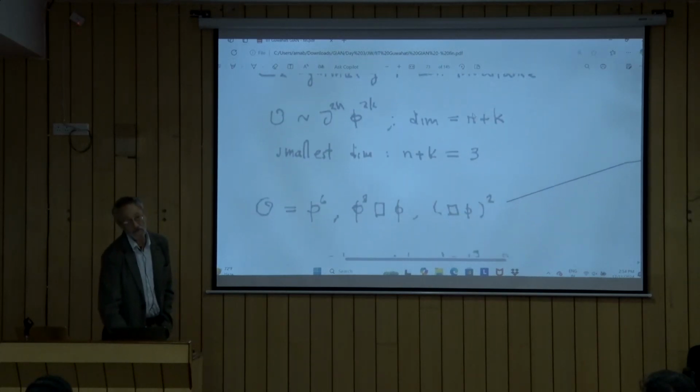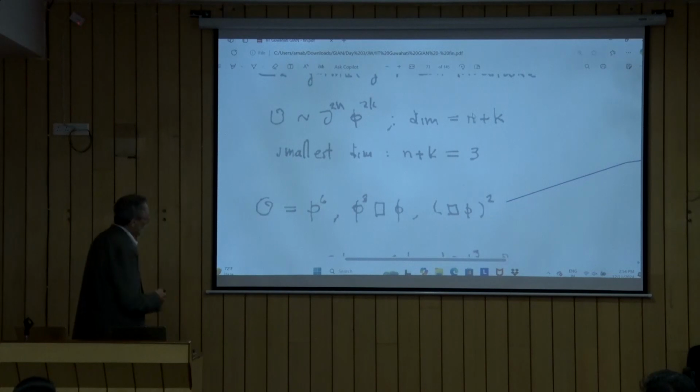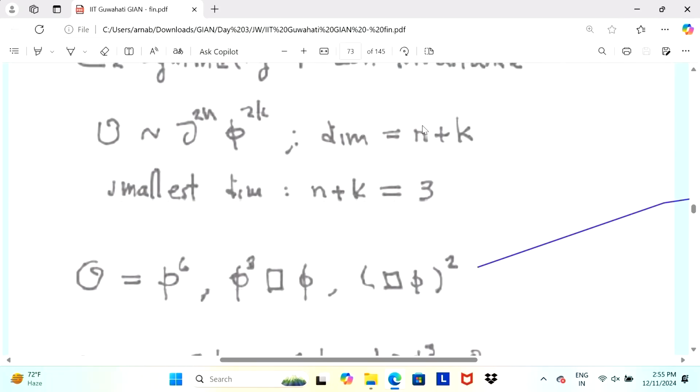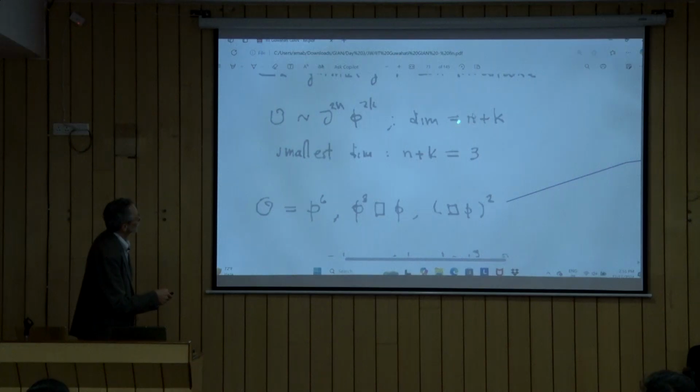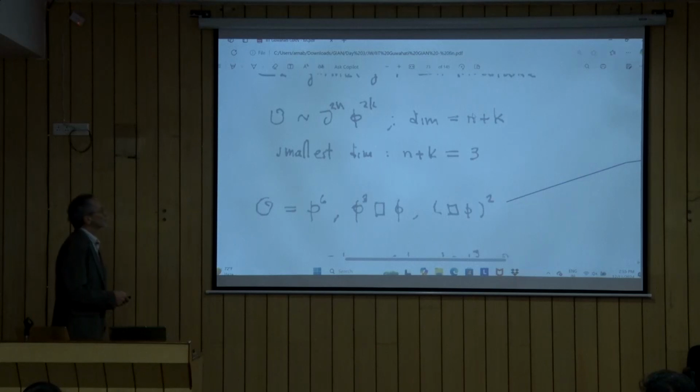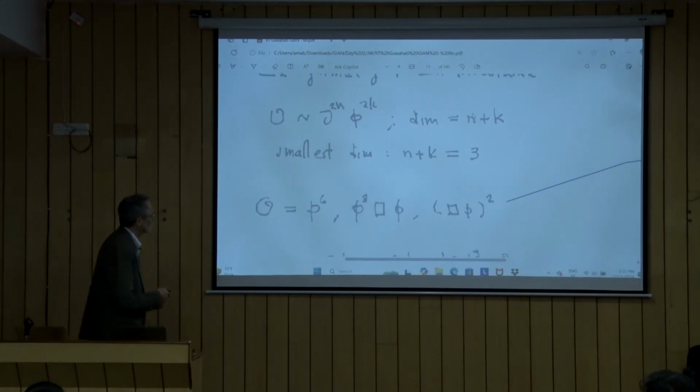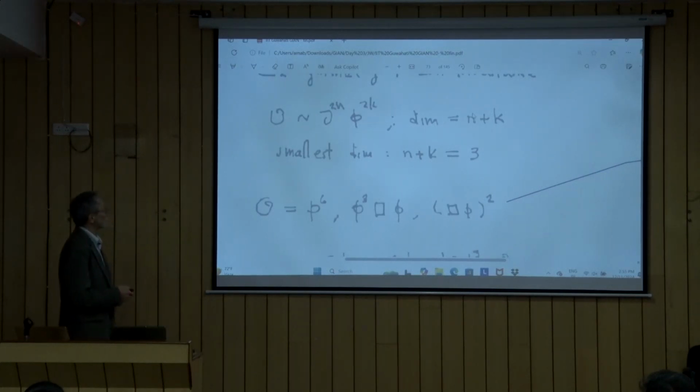I only have one field. And so the operators are of the form d to the 2n, phi to the 2k, and the dimension is 2n plus 2 times n plus k. I forgot the 2 here. The smallest dimension that is not included is relevant. Dimension 6 operators correspond to n plus k equal to 3.